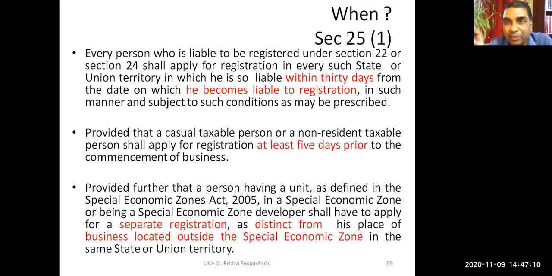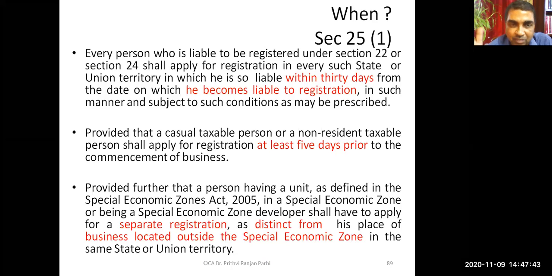First of all, right now we are learning section 25(1) of the CGST Act, and this particular provision tells us when a person is required to register himself. Normally, one is required to get himself registered within 30 days from the date on which he becomes liable for registration. Let us say he is making taxable supply which exceeds the limit which is fixed, which you have learned earlier. Then within 30 days from that date, he has to get himself registered.